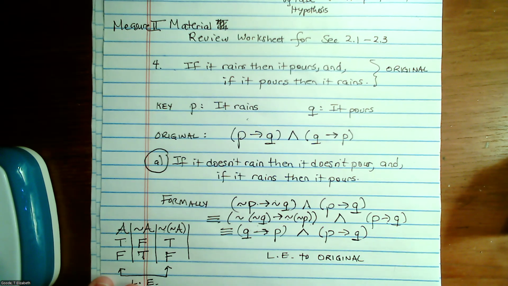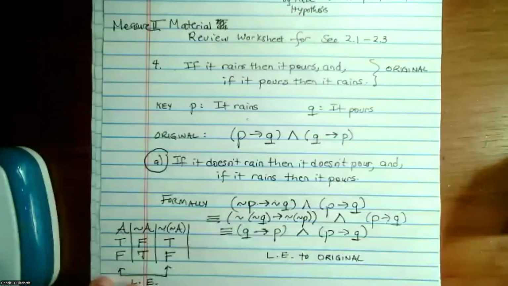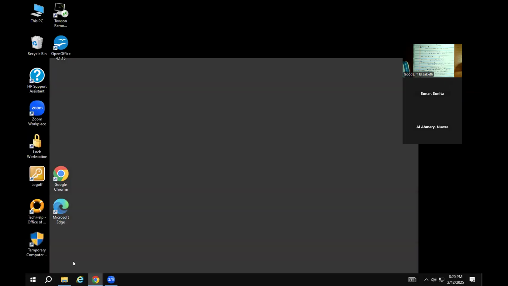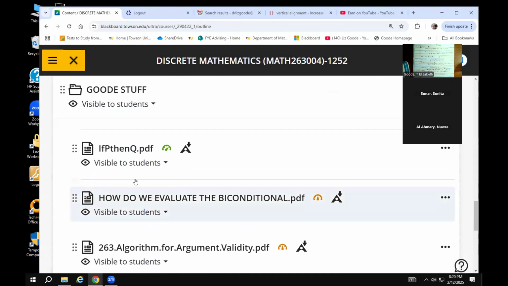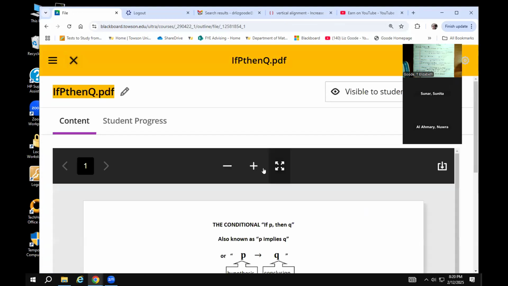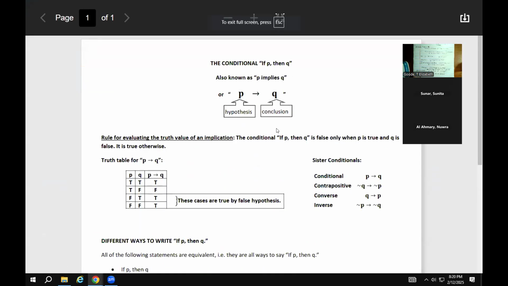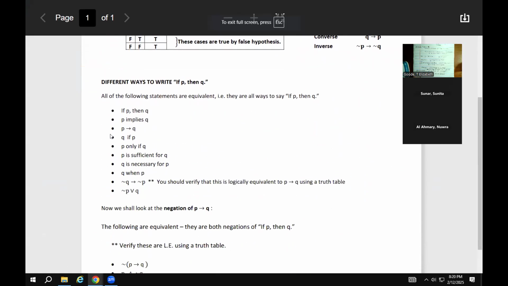I'm going to share my screen one more time. I'm going to remind you of another resource that's really helpful in the good stuff folder, the if P then Q document, which tells us all these different ways to write if P then Q. You can write if P then Q or P implies Q. You can write P arrow Q. So these first three we understand. They all mean the same thing.